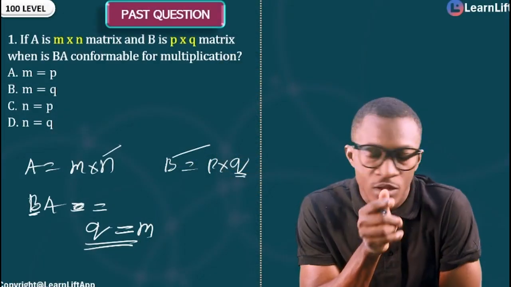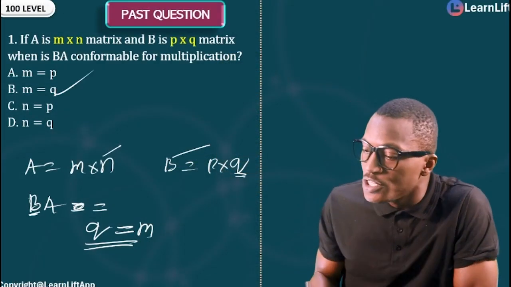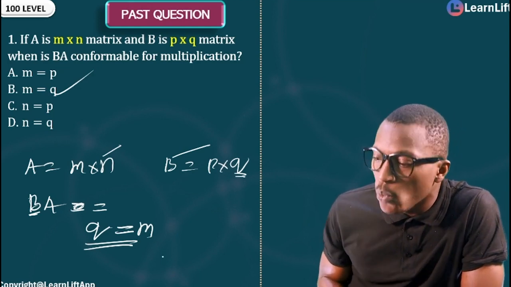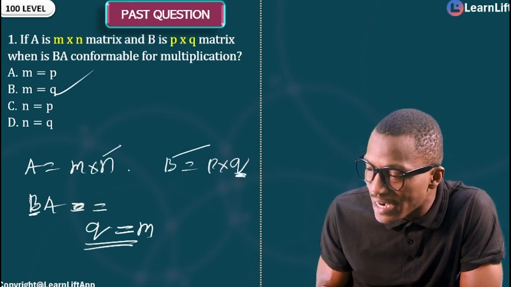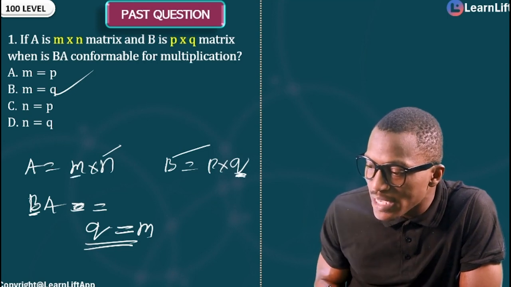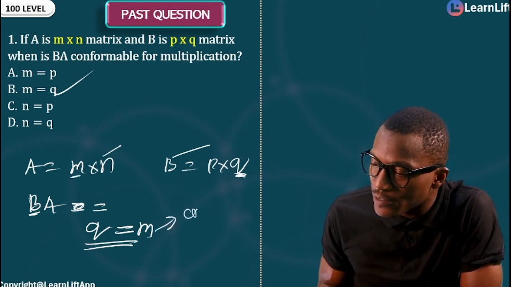Making option B the answer. So, this is when they are compatible. So, what will the result be? Remember that we have carried Q, we have carried N. So what will the answer be? Remember that this is for compatibility.